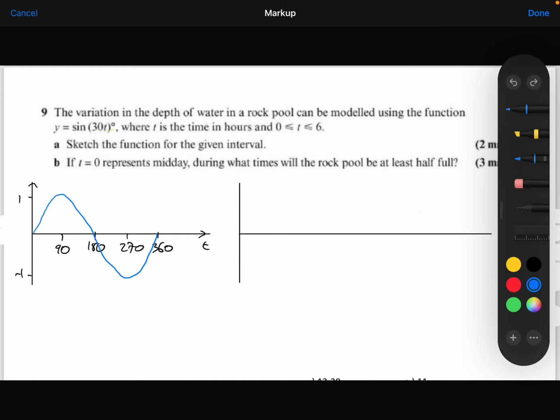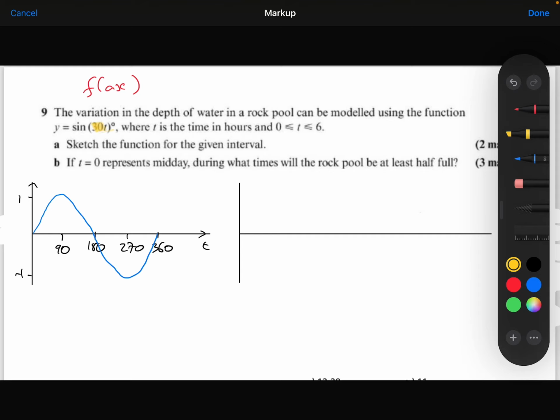The variation of the depth of water in a rock pool can be modelled using this function. Part A asks me to sketch this. So I can see that this is a transformation of the sine function. I've already drawn out the sine function on the left hand side here. And the transformation is of the type f of ax, because I've got this 30 inside my sine function.